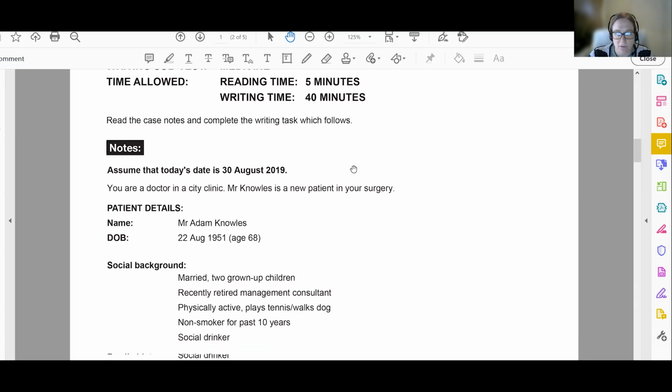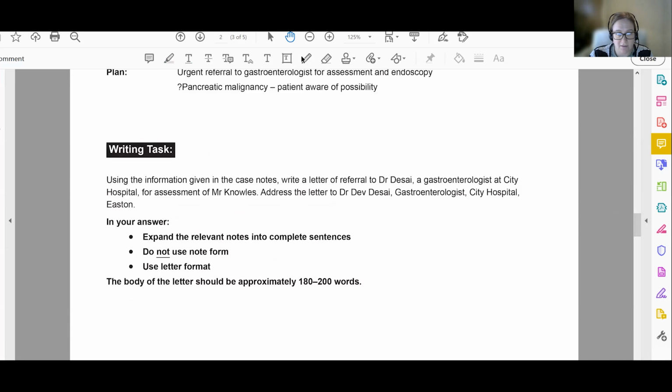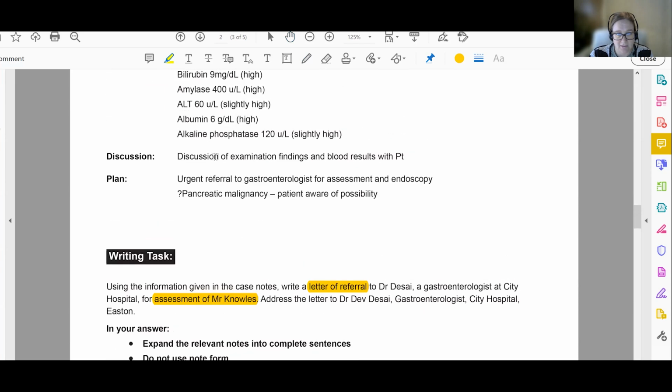Okay, so first thing I'm going to do is just look at the notes. So we've got, you are a doctor in a city clinic. Mr. Knowles is a new patient in your surgery. But I think it's like you're his GP. And then if we go down to the writing task, we need to write a letter of referral to Dr. Desai, who is a gastroenterologist, for assessment of Mr. Knowles.